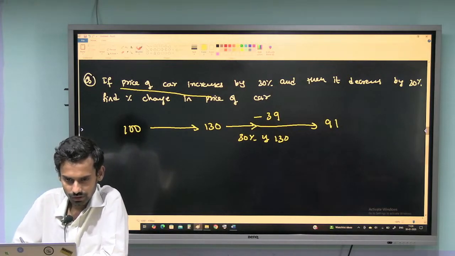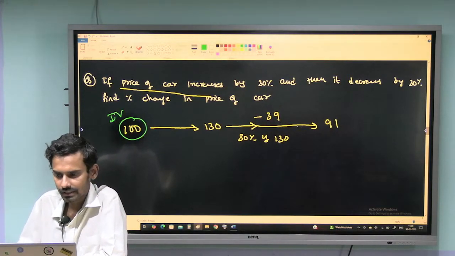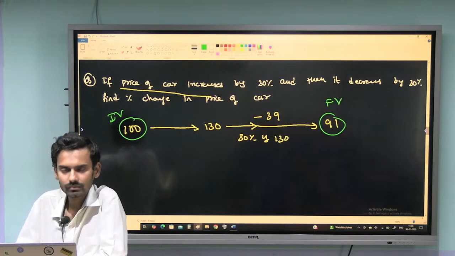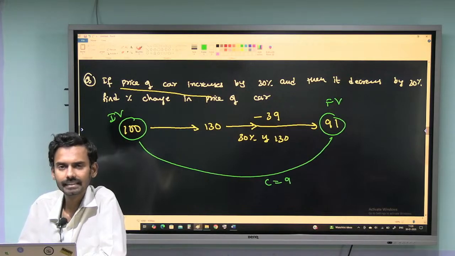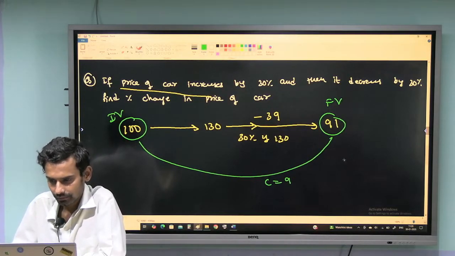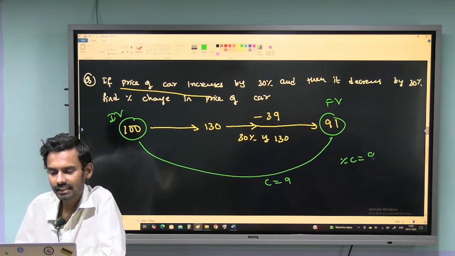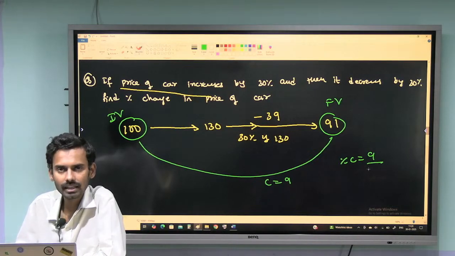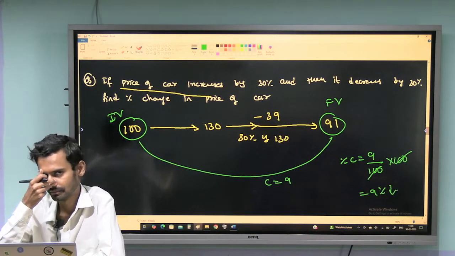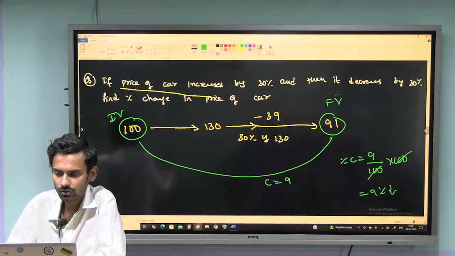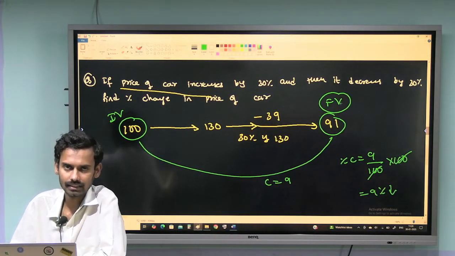So this is your initial value. This is your final value. From here to here, the change is 9 and it is decreased. So the answer will be percentage change is equal to change, that is 9, divided by initial value which is taken as 100, into 100. So the answer will be 9% decrease. Why decrease? Because here also the final value is less than the initial value.